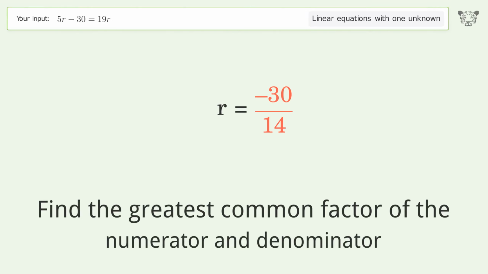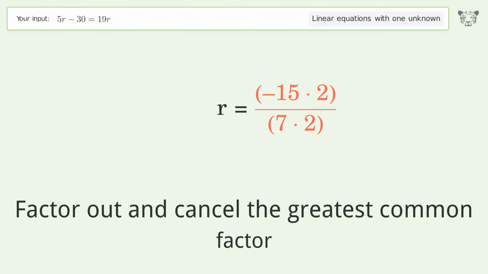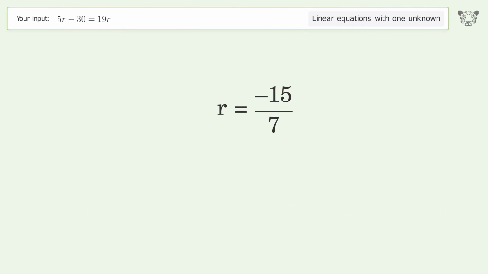Find the greatest common factor of the numerator and denominator. Factor out and cancel the greatest common factor. And so the final result is r equals -15/7.